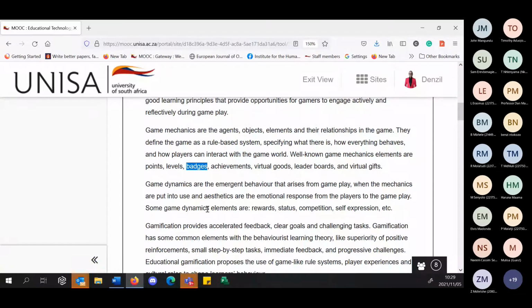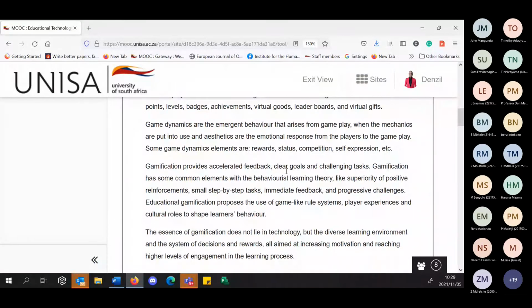And maybe you need to also think about it, to really think about engaged learners, online engaged, digitally engaged learners. And this type of incentive system of badges, virtual goods, leaderboards, etc., are gaming elements that create that dynamic flow towards those spaces, right? Gamification provides accelerated feedback, clear goals, and challenging tasks. Gamification has some common elements, for example, the behaviorist learning theory, like recalling superiority of reinforcements, etc. Stimulus, remember those kinds of things that we spoke about a little earlier.